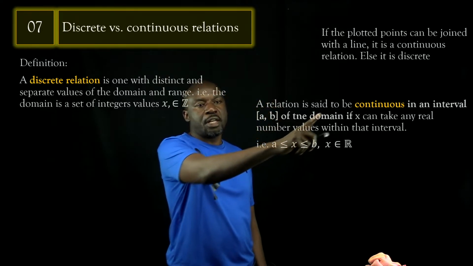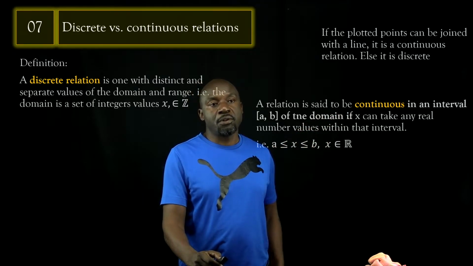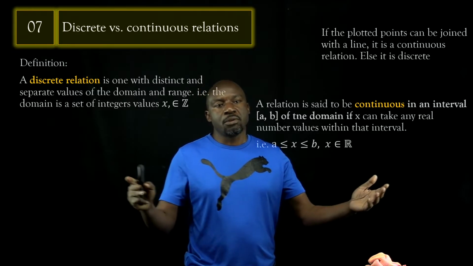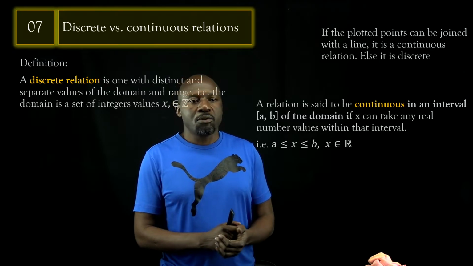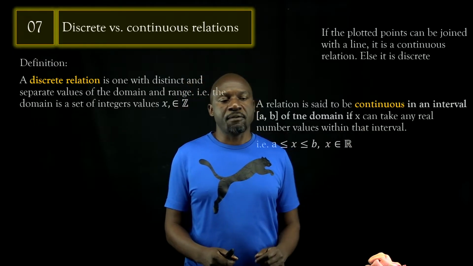A continuous relation is one in which the quantities are measured. So the temperature can really take any value over a given domain. So the temperature of a room in winter like now could be anywhere between minus, say, 5 and, say, 7 degrees Celsius.